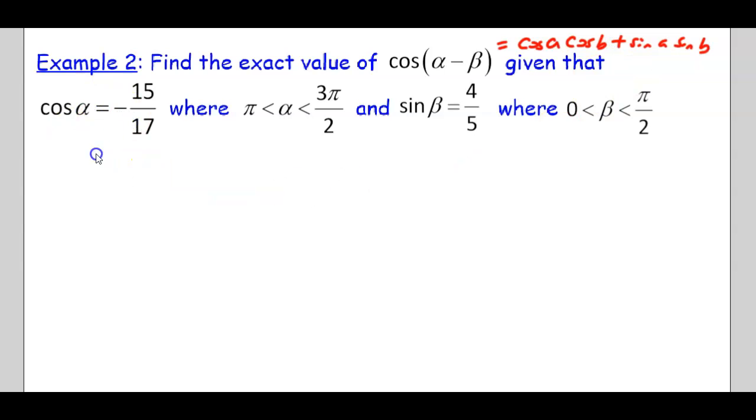Now we have alpha right here. They told us that alpha is between pi and 3 pi over 2, so which quadrant is that? Third quadrant. So this is negative 15 over 17. Pythagorean theorem: 15 squared is 225, 17 squared is 289, minus 225 is 64. The square root of 64 is 8.